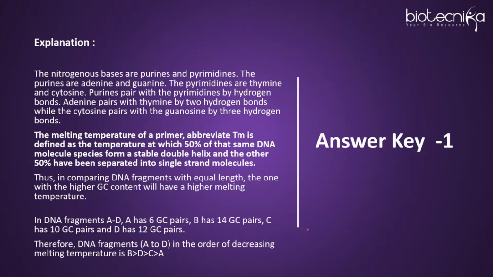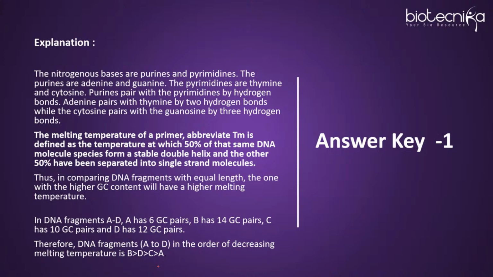In DNA fragments A to D, A has 6 GC pairs. Comparing A, B, C, and D, you would find 6 GC pairs in A, 14 GC pairs in B, 10 GC pairs in C, and 12 GC pairs in D, right? So B has the maximum GC composition. As a result, first is B, then comes D, then C, and then A. A has the least amount of GC composition.